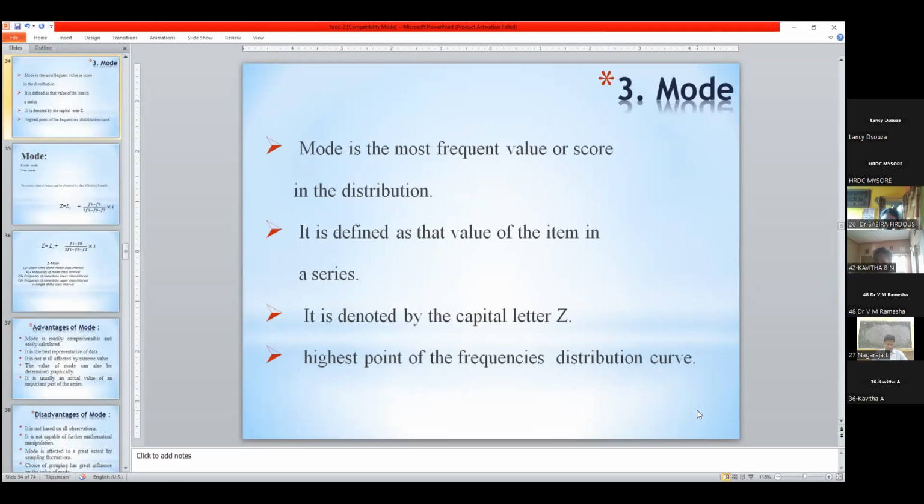Then we have mode, or sometimes we refer to it as the modal value. Once we say modal value, try to understand it is designated by the letter Z.